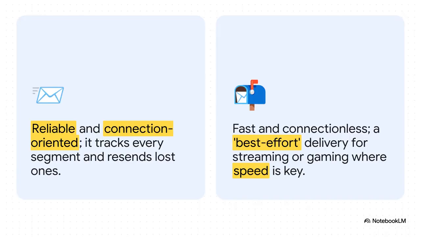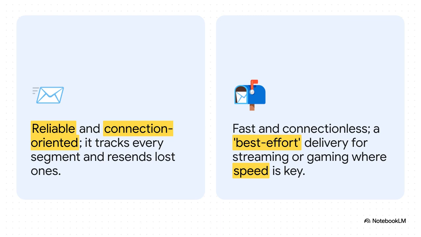Now, our digital postal service has options, just like the real one. For a web page to load correctly, every single one of those postcards has to arrive in perfect order. That's why we use TCP. Think of it as certified mail with tracking and delivery confirmation. It keeps an eye on every single piece, and if one gets lost, it sends a replacement.